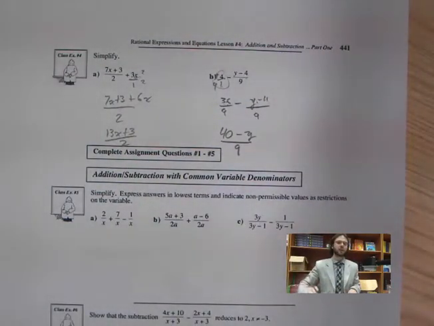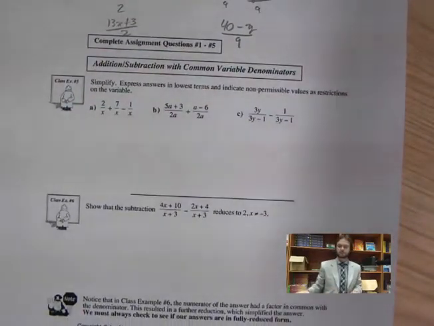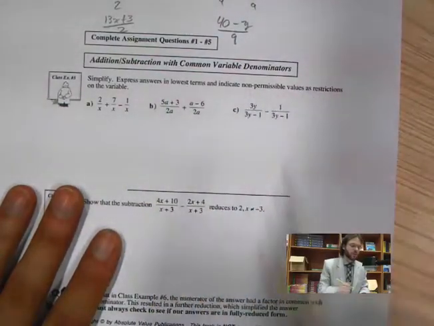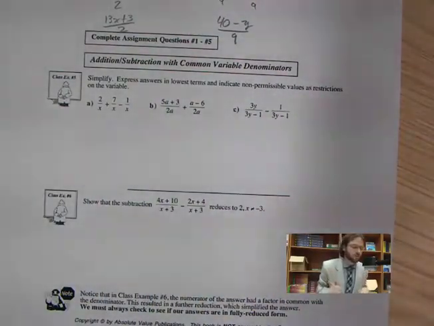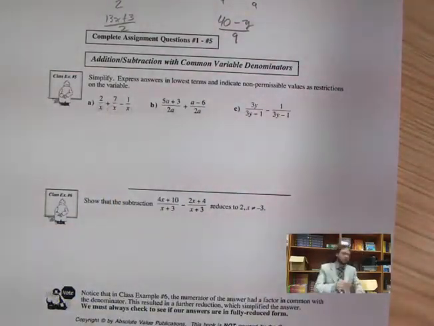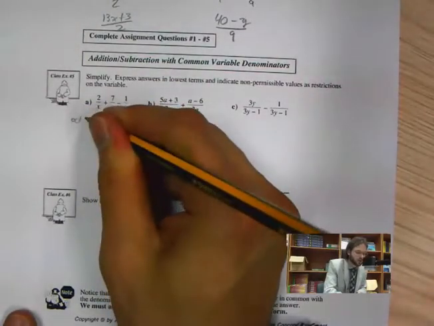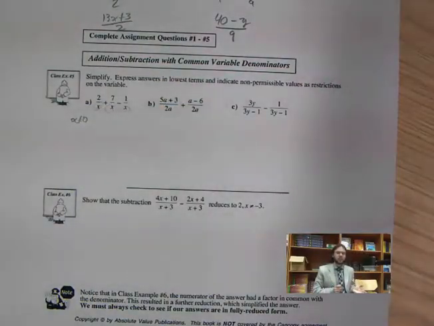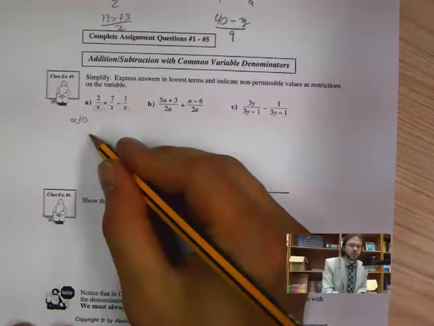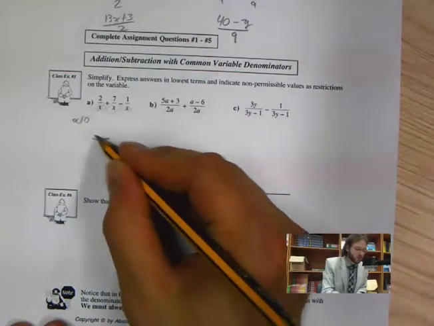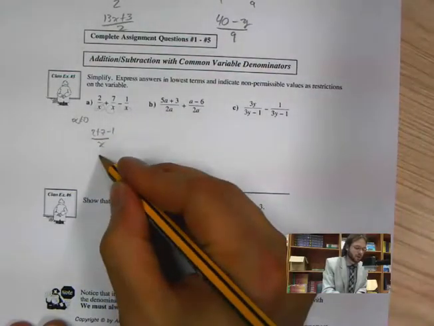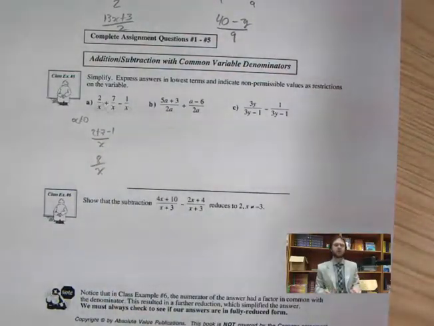Now, let's take a look at example number 5. Okay? Here we go. It says, simplify and express in lowest terms the indicated variable. Now, we also have restrictions, because if we look at this here, x is on the bottom. So, we know x cannot equal 0. Now, what's nice about this is I have a common denominator. They're in the same proportions. So let's just solve this. This is all over x. We have 2 plus 7 minus 1, which gives me 9 minus 1 is 8 over x. x still cannot equal 0.